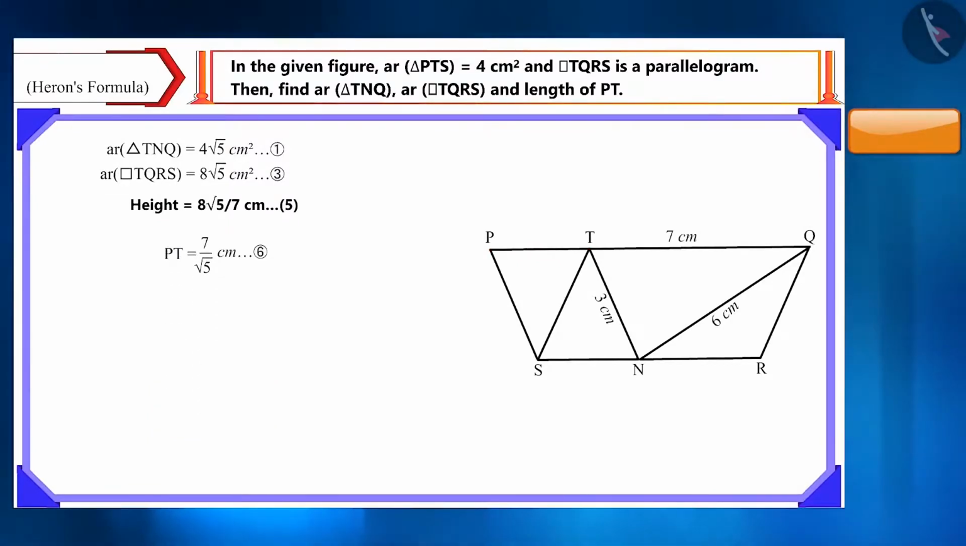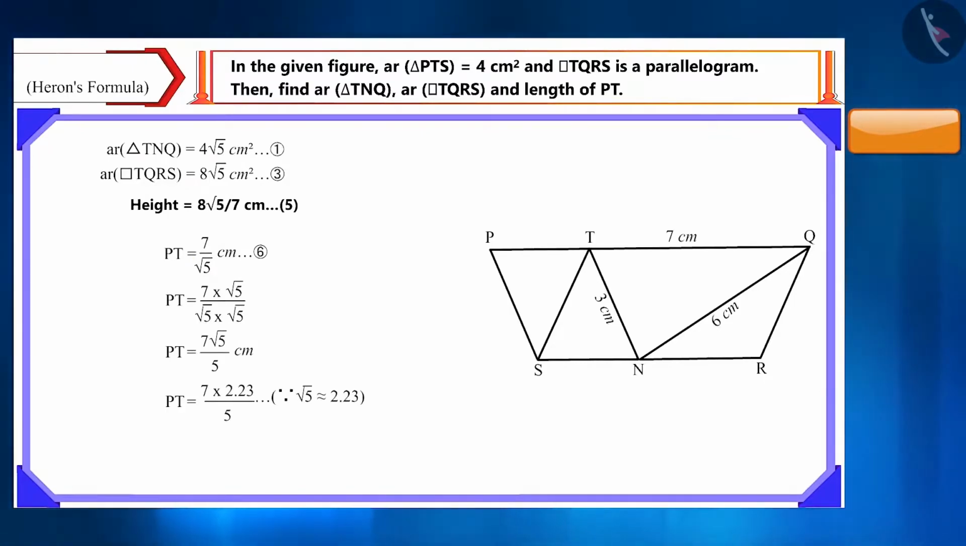Friends, you can see that its denominator has an irrational number, that is root 5. If you substitute the value of root 5 here, then you will have difficulty in getting the answer. Here, we can rationalize this by multiplying the denominator as well as the numerator by root 5, such that we will get a rational number in the denominator. So now, we got the length of PT equal to 7 root 5 divided by 5 centimeter.